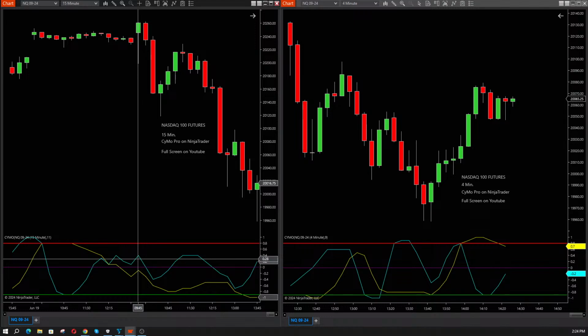I'm using the CYMO Pro indicator. This is an indicator that I developed, and it's available on NinjaTrader. So we're looking at the CYMO Pro down here. We're looking at the 945 candle as a way to illustrate what I'm pointing out.